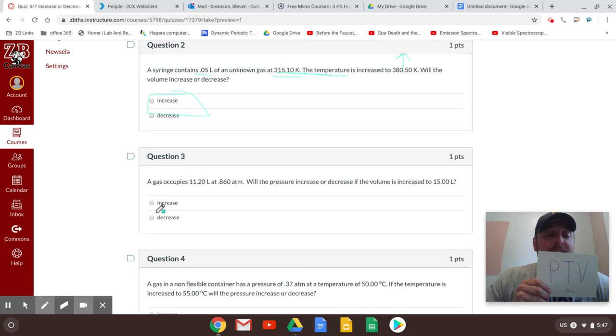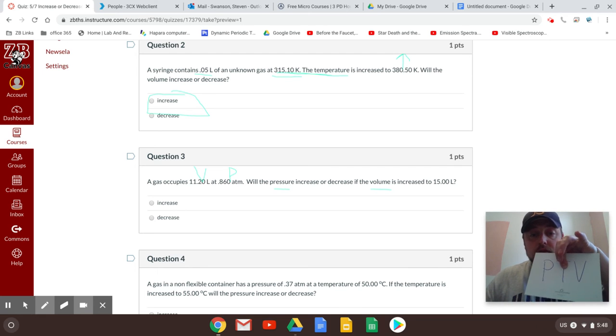So question 3. A gas occupies 11.2 liters at 0.860 atm. So liters is volume, and 0.860 atm would be pressure. And then I'll continue on with the question. Will the pressure increase or decrease if the volume is increased to 15 liters? So we have pressure and volume. So we're going to have to hold on to the letter T. We're going to assume that it is our constant.